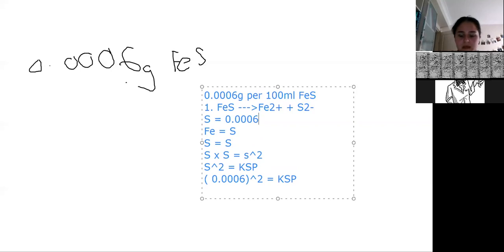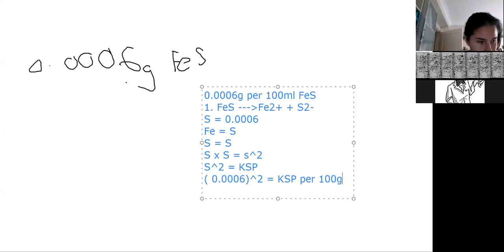And remember that KSP value is valid per, as you can see, 100 grams of water. Okay, so you've got that? Perfect.